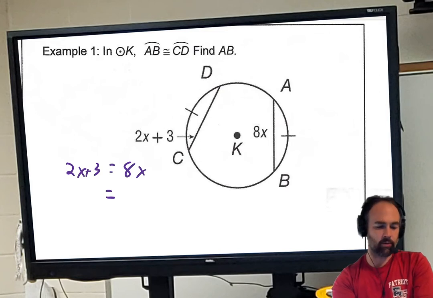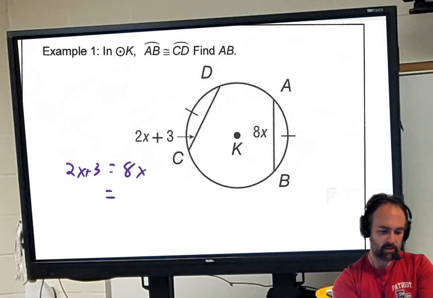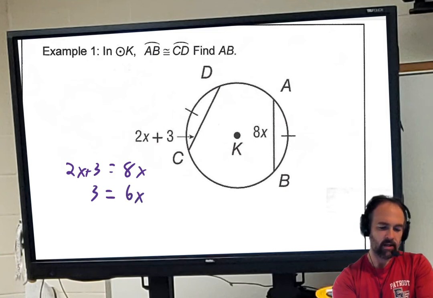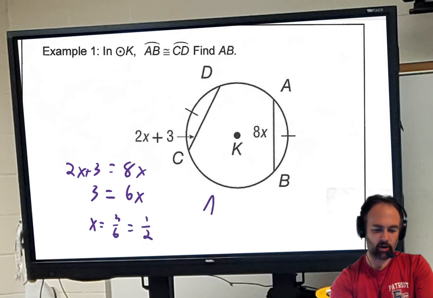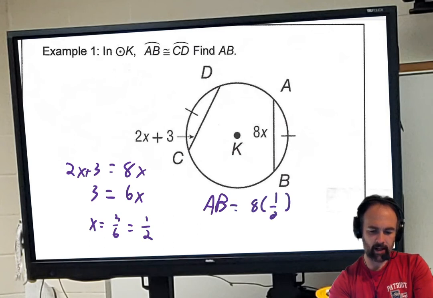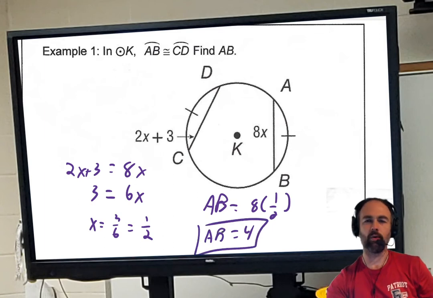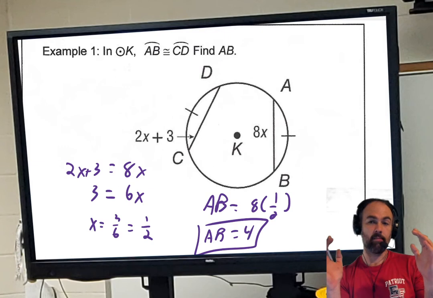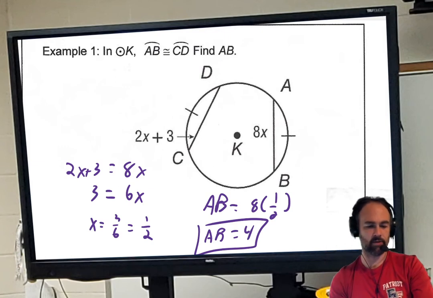Now, we're just going to go through and do our solving steps. Subtract 2x from both sides, leaves me 6x on the right. Divide both sides by 6, gives me x equals 3 divided by 6, or 1/2. Now, to find the measure of AB, I'm just going to plug in 8 times 1/2, which is 4. So AB equals 4. Remember, congruent arcs means that the chords are congruent, set them equal, and solve.